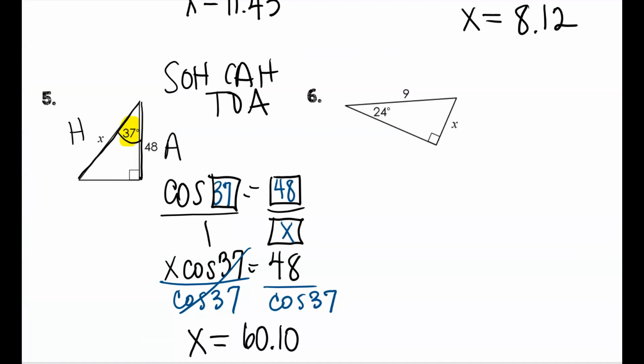Now let's just think about this for a second. If x is the hypotenuse, you know it has to be the longest side, which means it's got to be bigger than 48. So 60 luckily is, which means our answer makes sense.